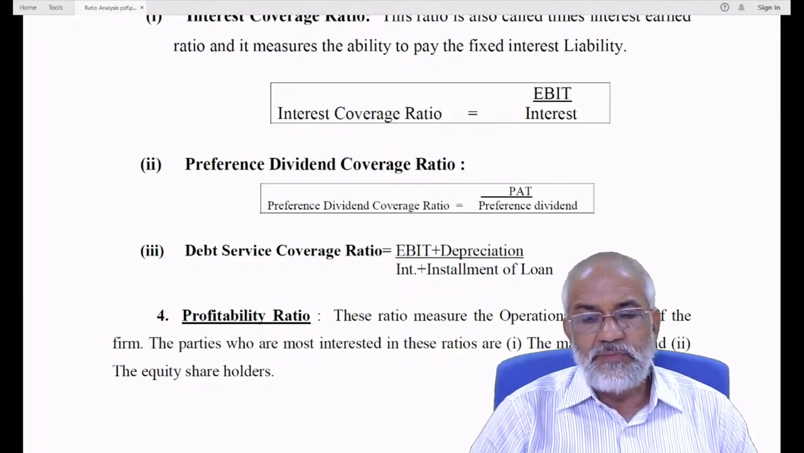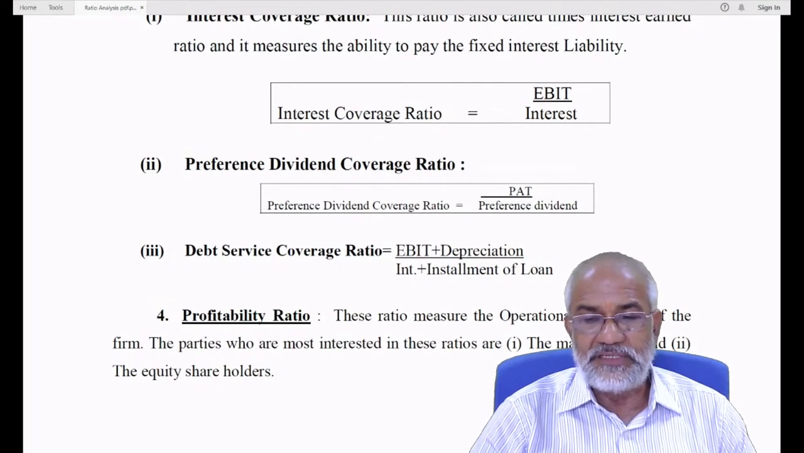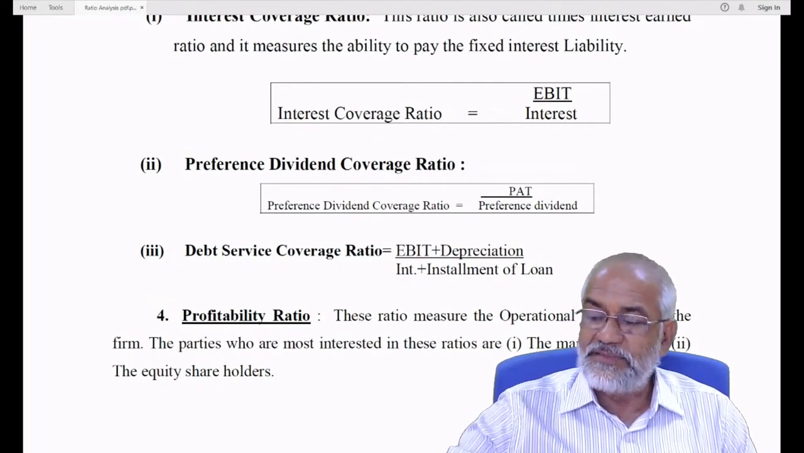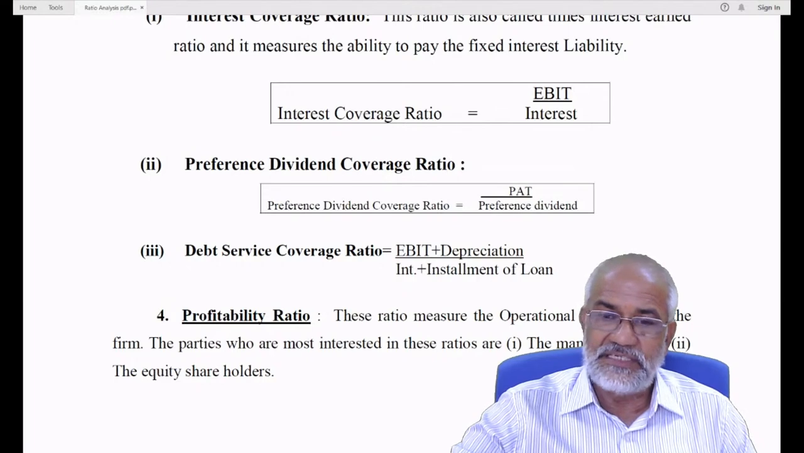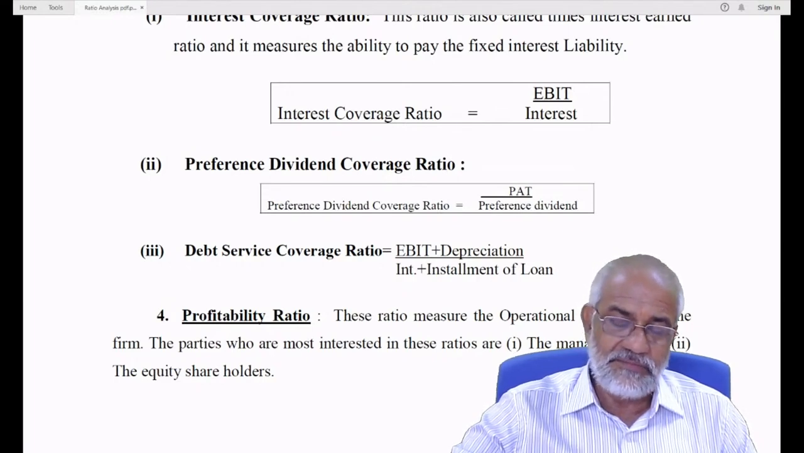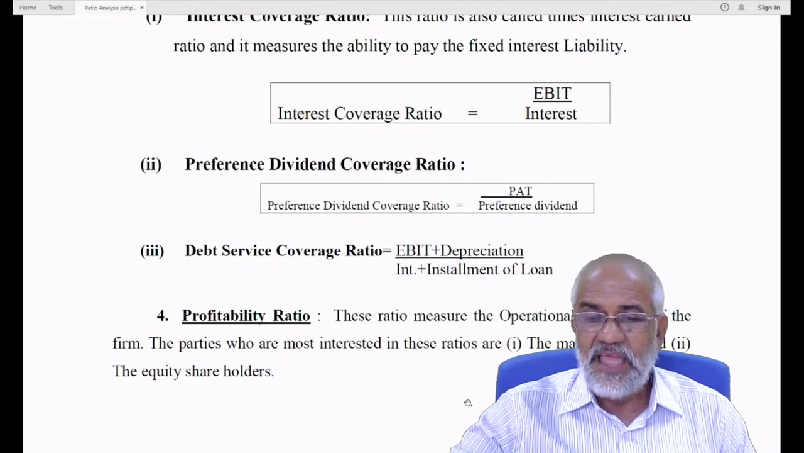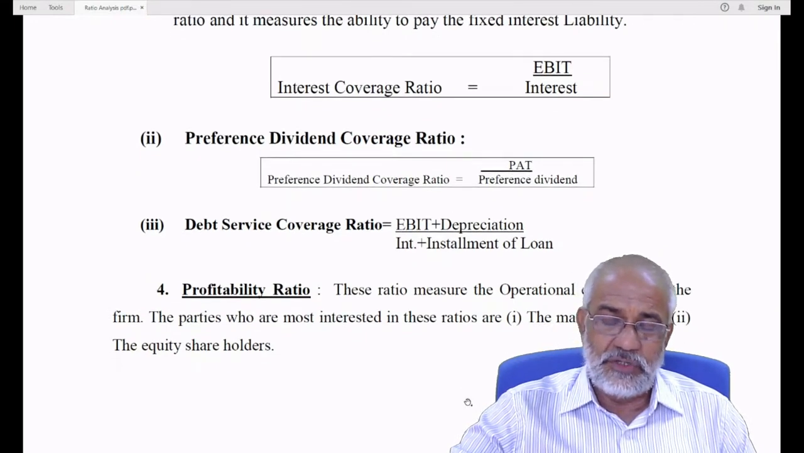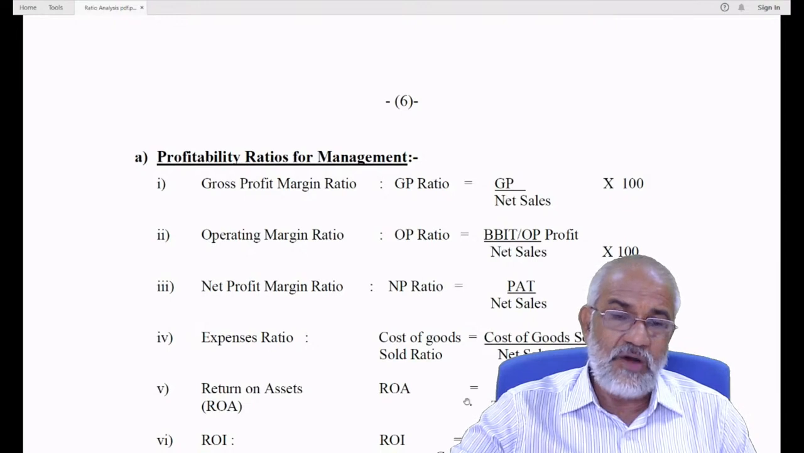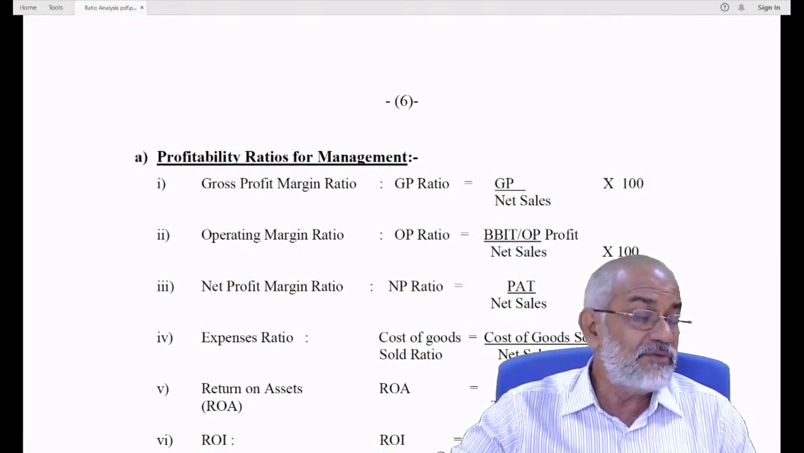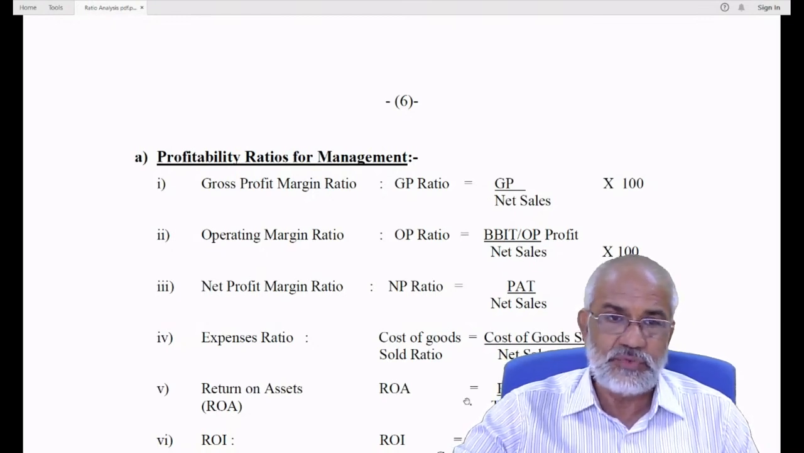The parties who are most interested in those ratios are the management and the equity shareholders, because the management will see how efficient they are in earning profit for the organization, how much more the profit is. The equity shareholders are also interested in how much profit the organization is earning, and accordingly the rate of dividend will be fixed for them. So they are very much interested in the issue.